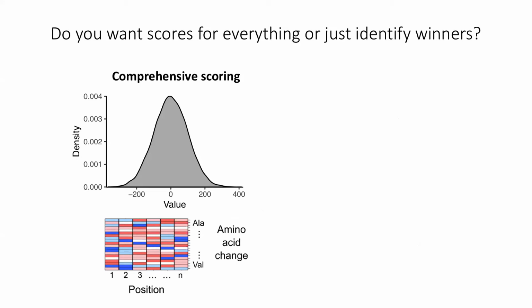Another major consideration is how important it is to have good quantitative scores for all the members of your library, versus tailoring your experiments to just find a handful of the most interesting variants. You need comprehensive scoring to be able to create these complex sequence-function heat maps that we all love to look at, and to perform more advanced analyses that need good coverage, where missing data is not going to be compatible.